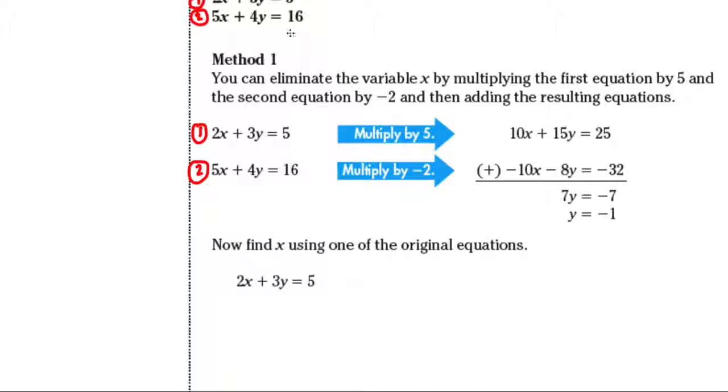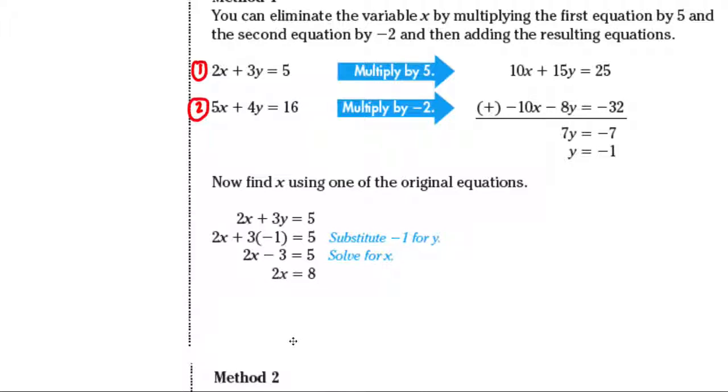So if you use equation number 1, and y equals negative 1, you end up with 2x plus 3 times negative 1 equals 5, and 2x minus 3 equals 5. Solve for x, we add 3 to both sides, end up with 2x equals 8, and divide both sides by 2, you end up with x equals 4. Okay, so the solution of the system is 4 and negative 1.